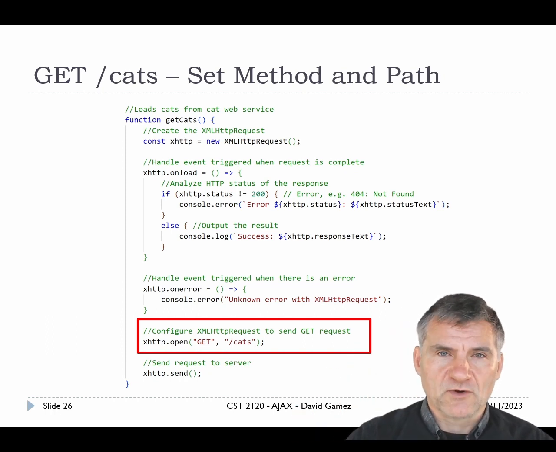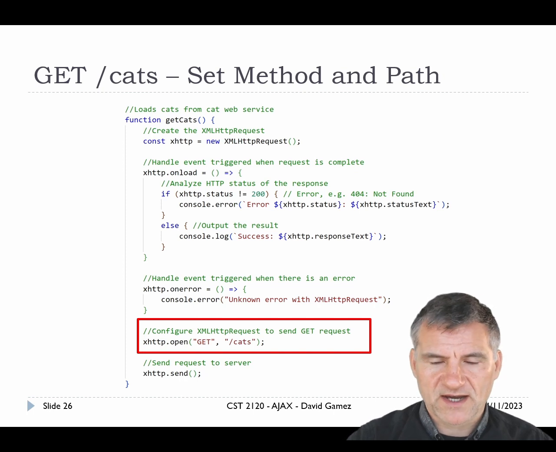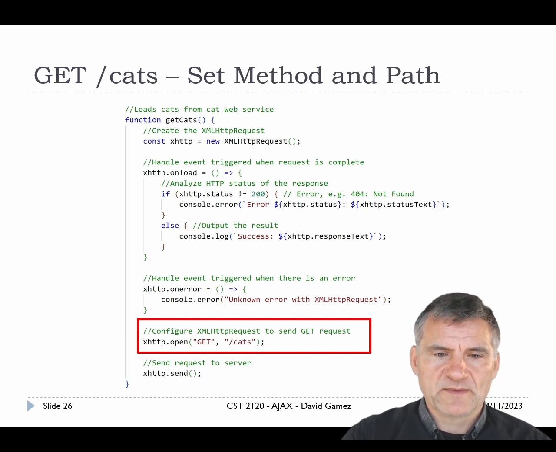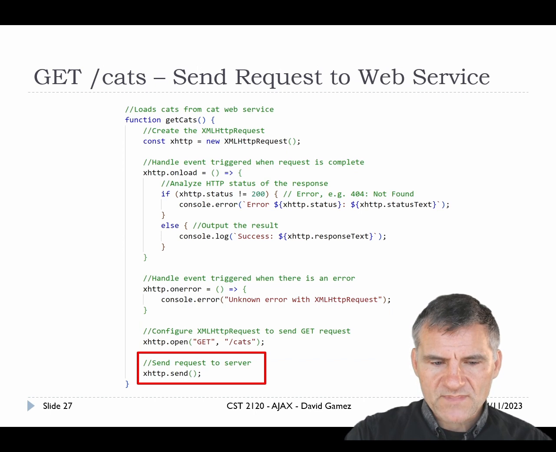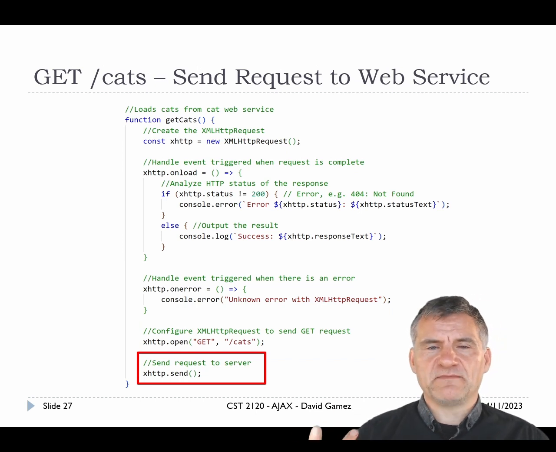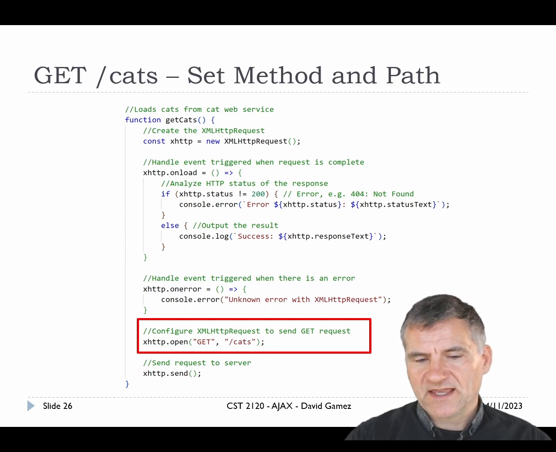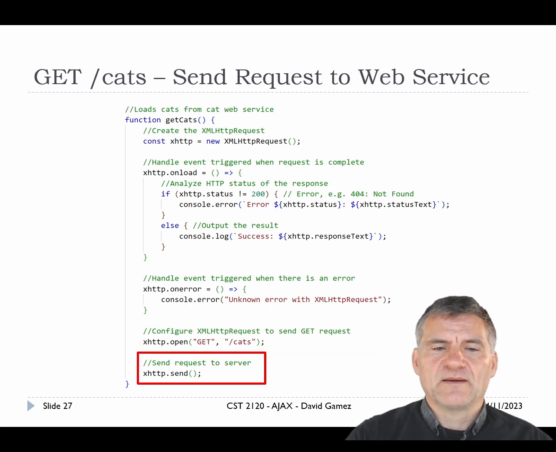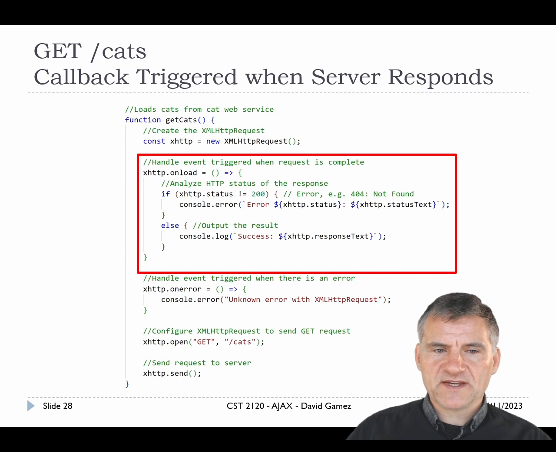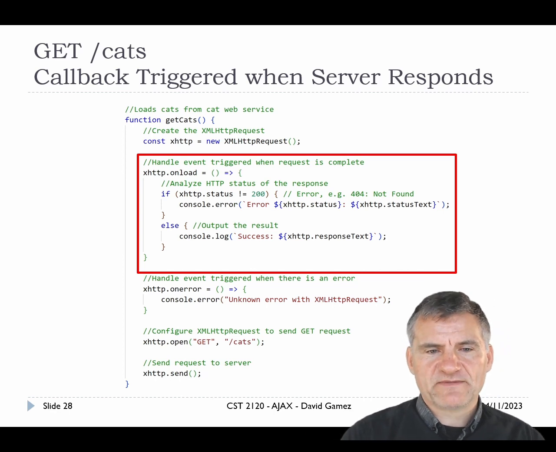And then also on that same domain, we'll have the various paths like cats and so on, where the web service is operating. And then with get, we don't need to provide any message body. So we just call send, and that will send a get request to cats. And then when the response is received, it'll trigger this anonymous callback function.